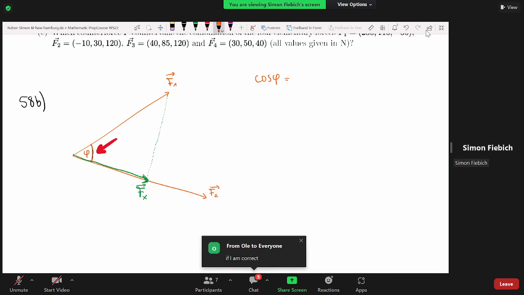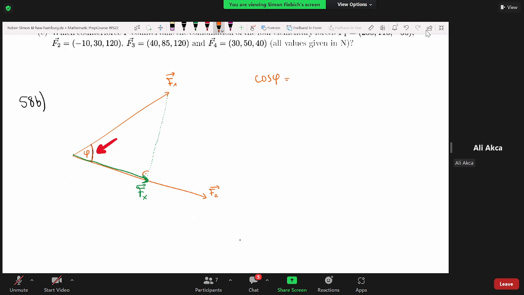Is it cosine? So we have, of course, a right triangle here, so we have a right angle. So cosine of phi would be... I don't know the angle. Are we approaching Fx, right? Yes, we want to have a certain equation containing Fx. That would be good. Okay, I got your point. Sorry. You're right then.